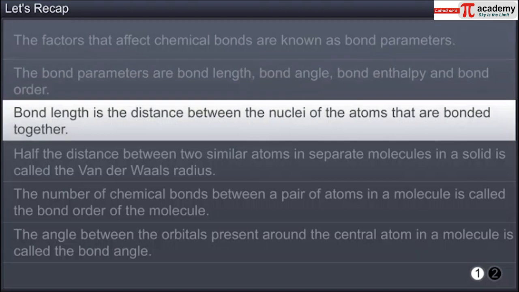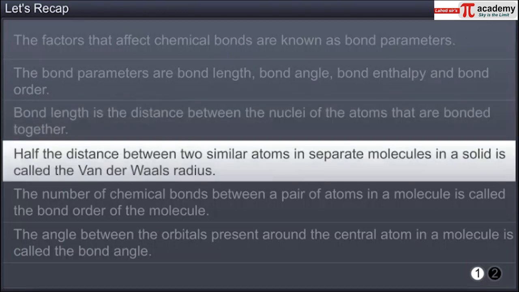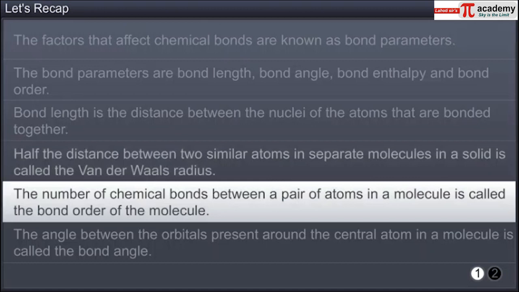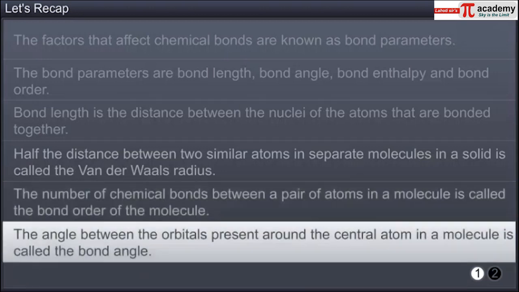Bond length is the distance between the nuclei of the atoms that are bonded together. Half the distance between two similar atoms in separate molecules in a solid is called the van der Waals radius. The number of chemical bonds between a pair of atoms in a molecule is called the bond order of the molecule. The angle between the orbitals present around the central atom in a molecule is called the bond angle.